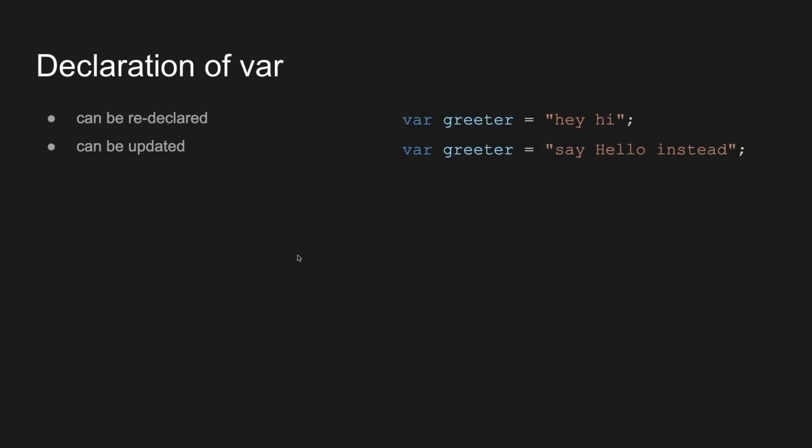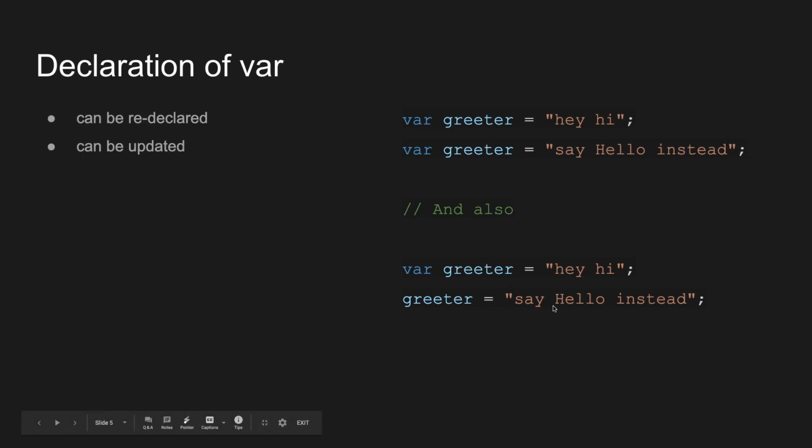So now, declaration of var. Var variables can be redeclared and updated. That means that if we do this within the same scope, we won't get an error. And also this, we can also update the variables. So here we have a variable greeter which is again redeclared and it will not throw an error. Also here we have variable greeter which is updated, and these types of operations are permitted in var variable declaration.